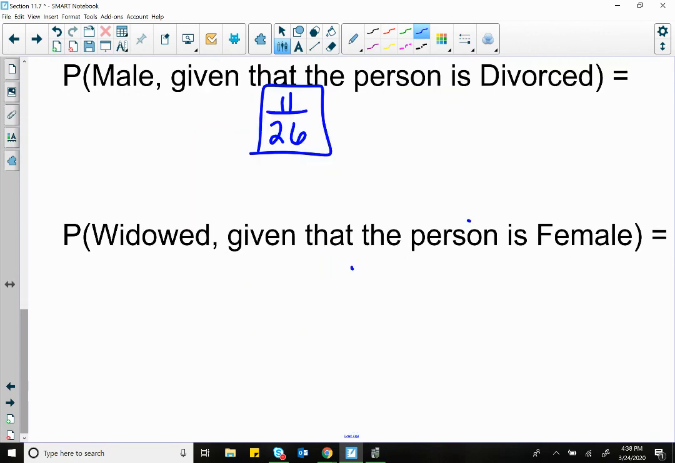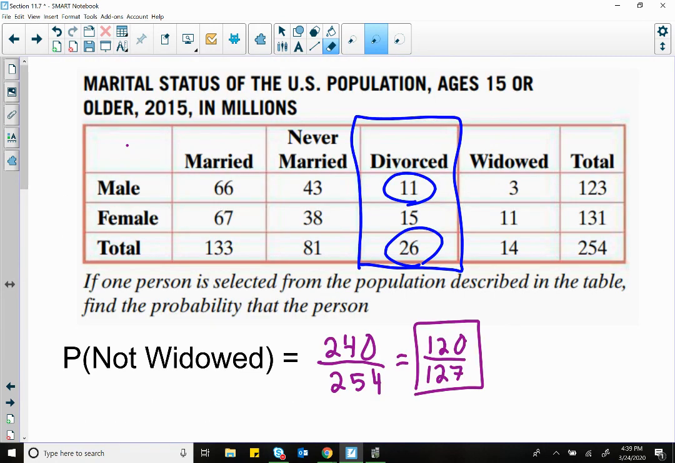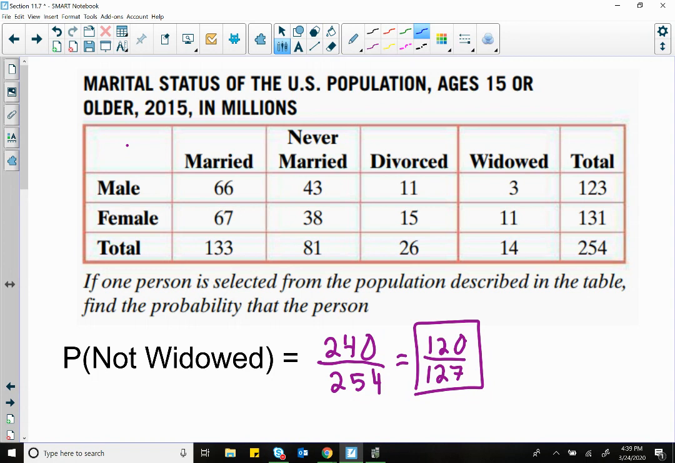If you want to pause the video right now and give it a shot, go right ahead. So we want the probability of being widowed, but you have to be female to begin with. Again, you want the probability of being widowed, given that you are a female to begin with. So if I come up here, pause the video, and go. All right, so you have to be a female. So we're focusing in right here only.